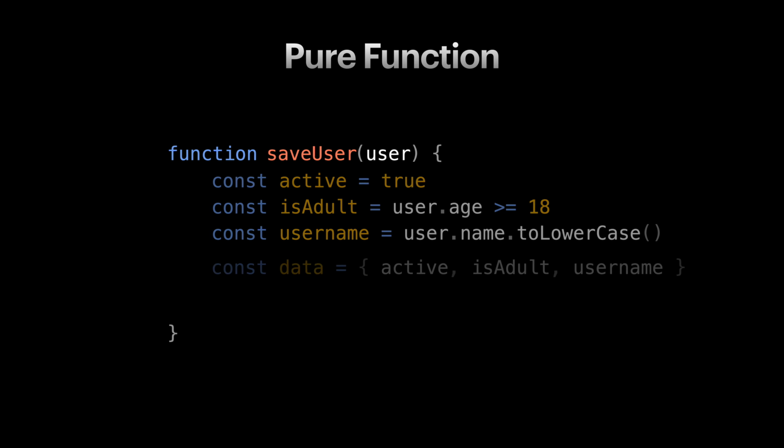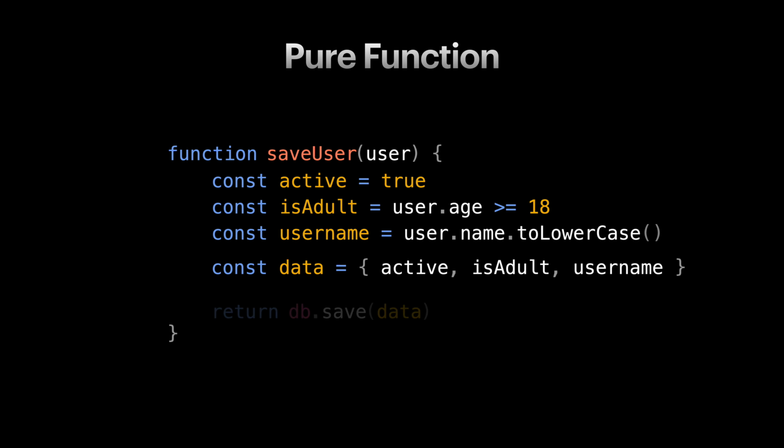Let's look at an example. SaveUser is a function that receives a user, prepares some data, and finally saves that in a database. For simplicity, let's say db.save is synchronous and it returns a number indicating an ID of the record being saved in the database. So SaveUser receives a parameter of type user and returns a number.